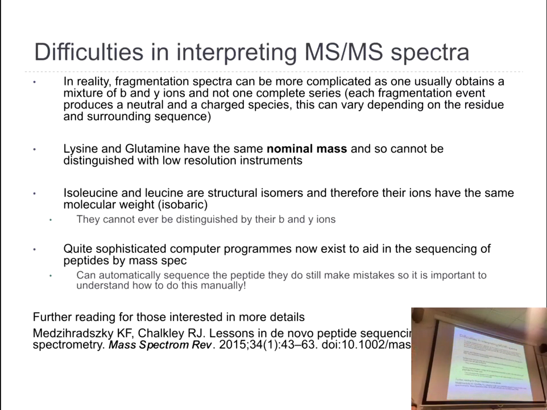So, difficulties in interpreting MS/MS spectra. This is what I told you. In reality, it's going to be more complicated. You're going to have noise. You're not going to have a full ion series. Sometimes the masses are very similar, so you might not be able to differentiate them. But nowadays, if you have a high-resolving instrument, you should be able to. Leucine and isoleucine is a problem, as you said. They're isobaric. You can't do anything about them.